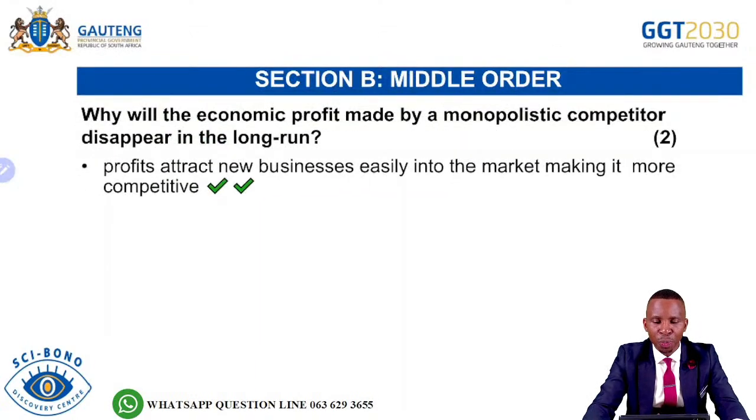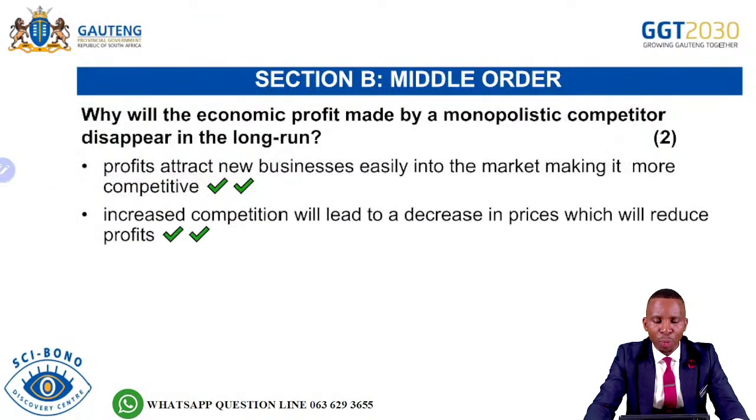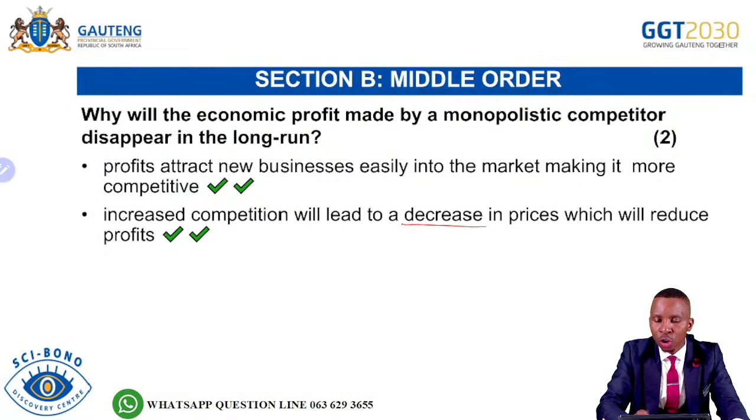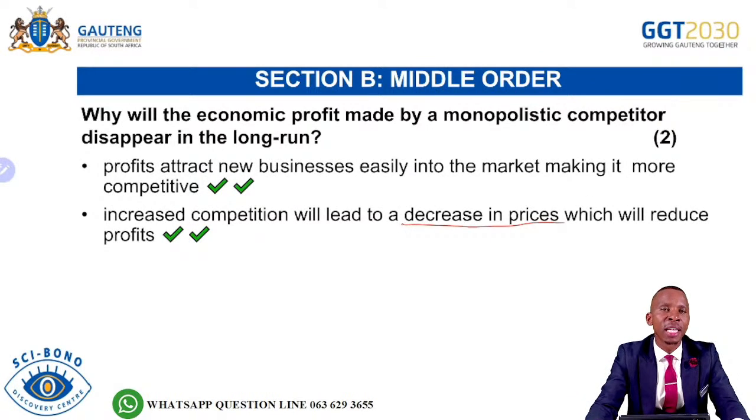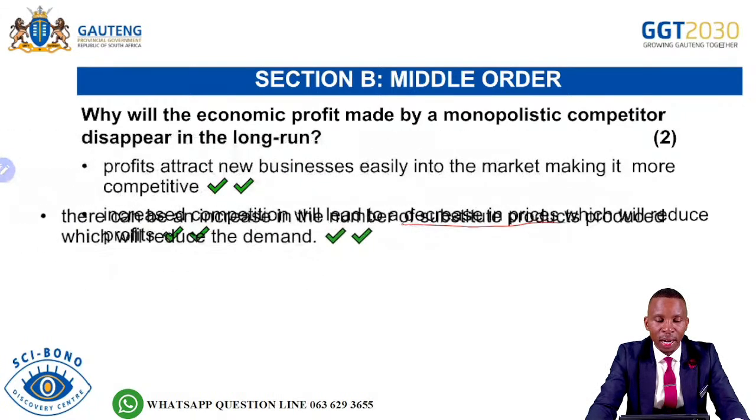So profits attract new businesses easily into the market, making it more competitive. If existing businesses are making much profit, that attracts new businesses to enter and compete in the market. Increased competition will lead to a decrease in prices, which reduces the profit. Because of the competition, prices will drop and the profits enjoyed by existing businesses will be reduced. Also, consumers will be all over the market demanding goods from a variety of suppliers, meaning firms might end up losing their market share because of high competition.